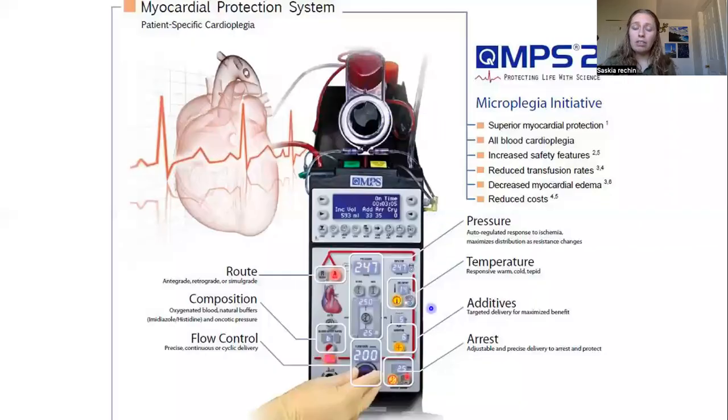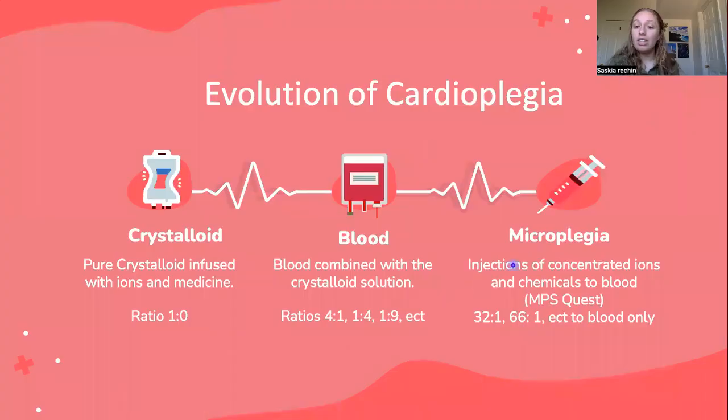The other thing is if you want to give blood cardioplegia or microplegia, you do need an MPS or its own delivery method. I think that MPS is the only one that does microplegia currently, but this is what that would look like. And that's going to be delivering your injections of concentrated ions and chemicals directly into the blood. So this is going from crystalloid to blood, which is still really widely used, and now the recent introduction of microplegia, which is also widely used, although this is still the main component or delivery method of cardioplegia.